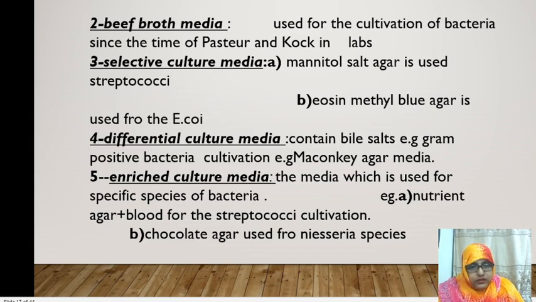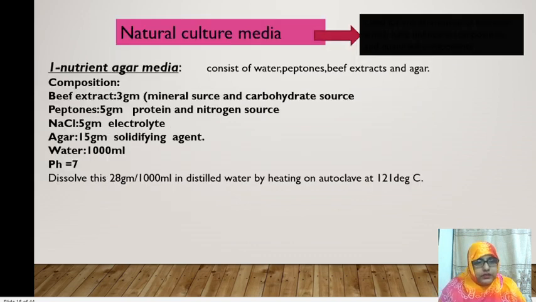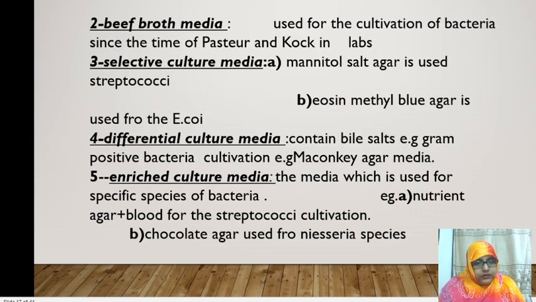Enriched culture media, as the name indicates, has increased nutrients. The media is used for specific species of bacteria. For example, nutrient agar plus blood. We prepared nutrient agar media in the first subdivision. In this media, if we add blood, then we can cultivate Streptococcus species.